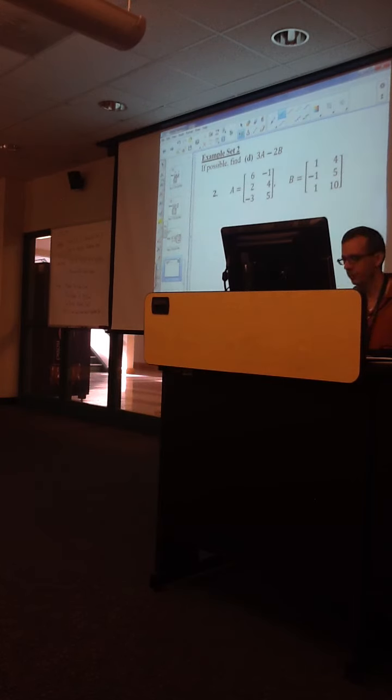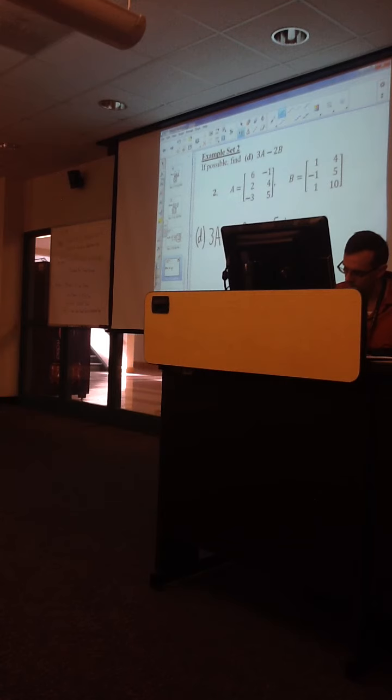And then the last one. This one, if you understand this one, then you really do get the gist of this section, if you know what I mean. You really do understand it if you're seeing it so far. And it's not too bad, right? But take a look at this one. Let's see if we can do 3 times matrix A minus 2 times matrix B. So that would be what? 3 times the matrix 6, negative 1, 2, 4, negative 3, 5, minus 2 times the matrix 1, 4, negative 1, 5, 1, 10.